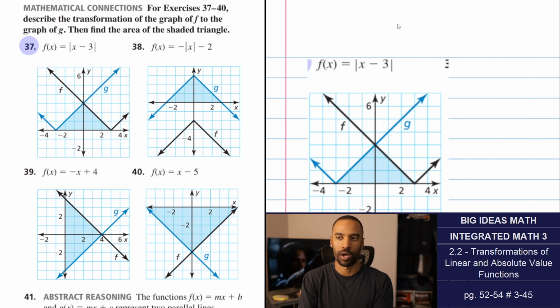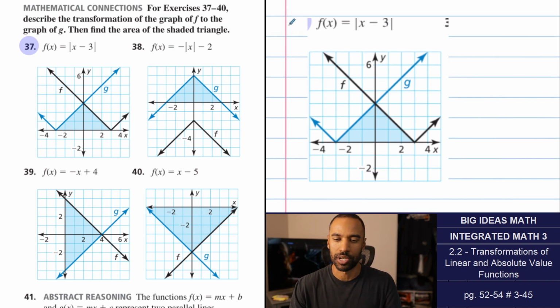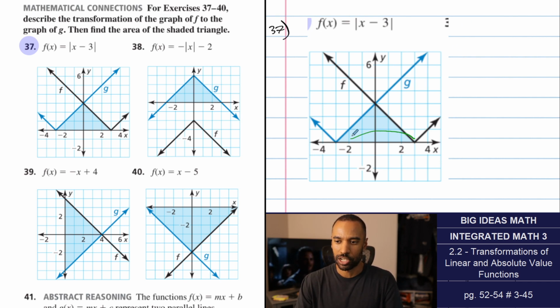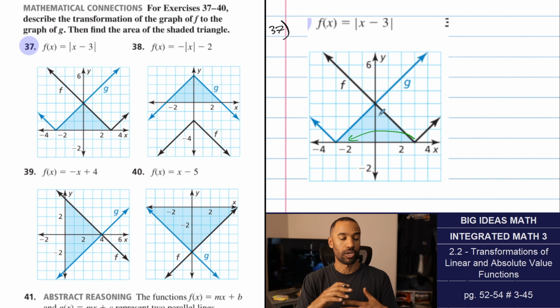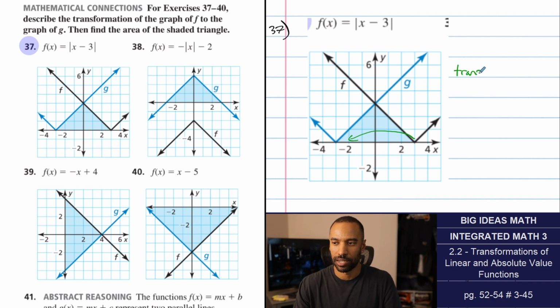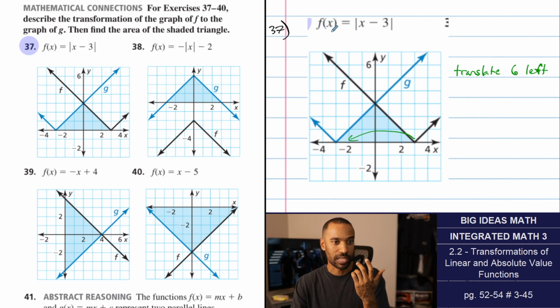You know, in chapter 1, we did a lot on area stuff, so it's not totally absurd that we still practice some of it. f is black, g is blue. This looks like a horizontal translation. They just said describe it, so we're not coming up with equations. We're just describing this thing. So we horizontally translate 1, 2, 3, 4, 5, 6 units to the left. So translate 6 left. That's it. They didn't say write the new equation.